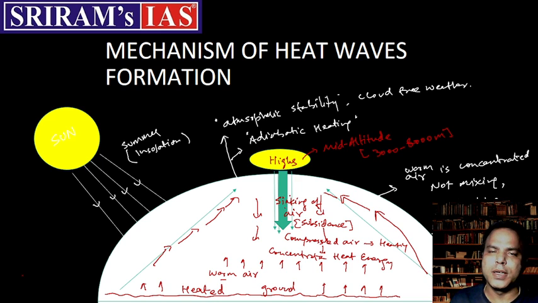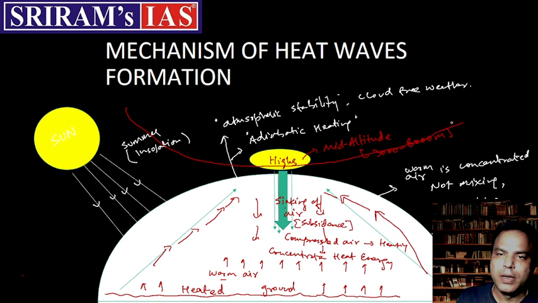So how is the cloud-free weather condition, or atmospheric stability, maintained? At the mid altitude, at the height of 3,000 to 8,000 meters in the troposphere, there is a high pressure, and this high pressure itself is maintained by the upper atmospheric jet stream. If you look at this, the jet stream is moving like this, and as a result it is pushing the air downward towards the ground. So the jet stream's role is maintaining a high pressure at some location, and this high pressure area has cloud-free weather.